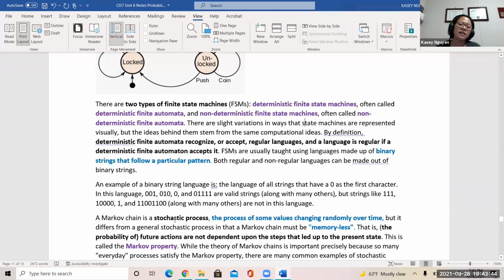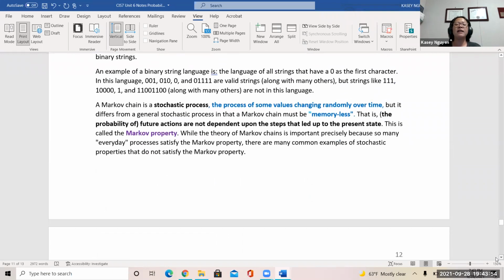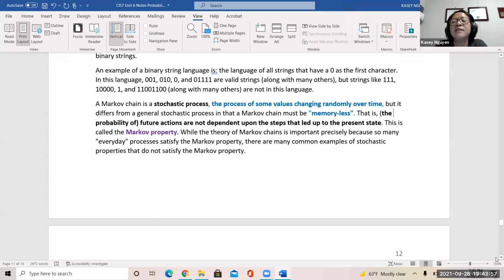And then the next part talks about stochastic processes. If you're interested in this, there are books and a lot of resources online that also give you this, but again, in computer science, it will be revisited a few times. This process entails some values that are changing randomly over time. And it doesn't remember, so it's memoryless. So the probability of a certain occurrence is not dependent on the steps that led to the present state. And this is known as the Markov property.